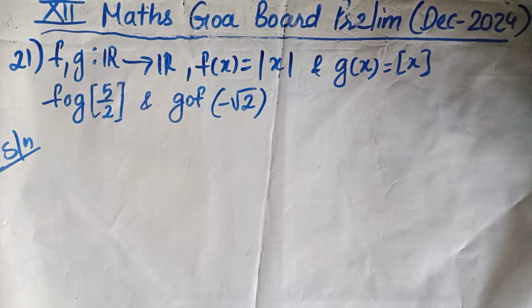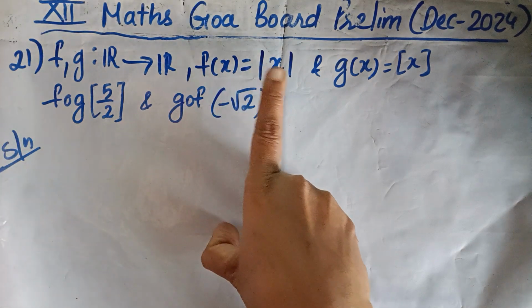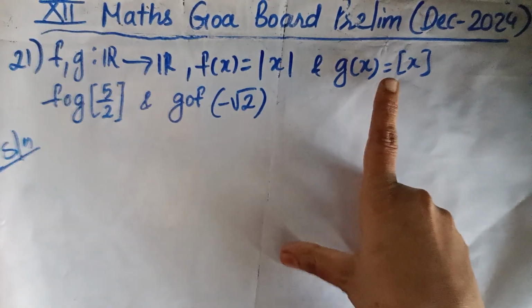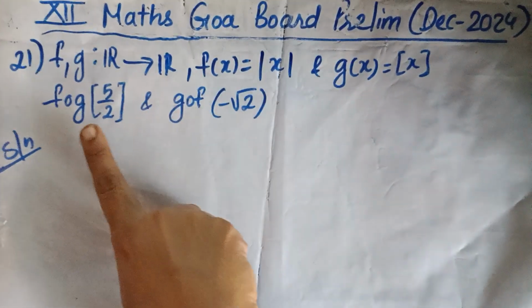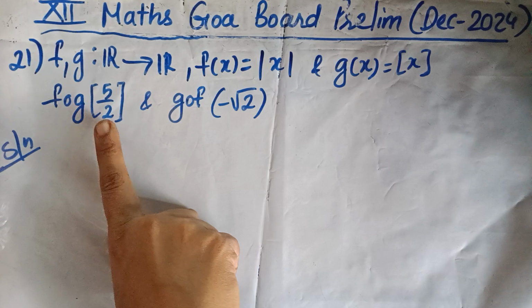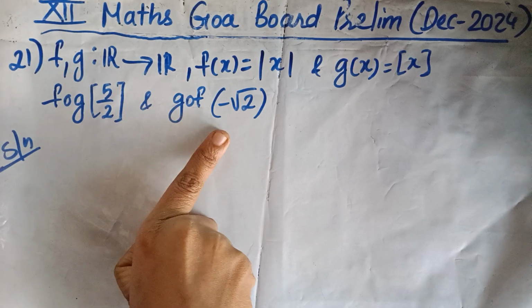Hello students. So let's solve the next question. f and g are functions defined on real numbers. f of x is given as mod of x, g of x is given as the greatest integer less than or equal to x. Then you have to find f composite g and g composite f.